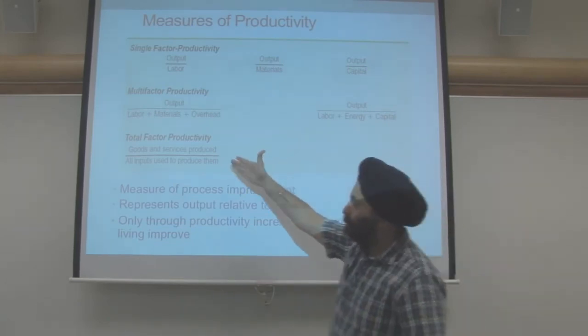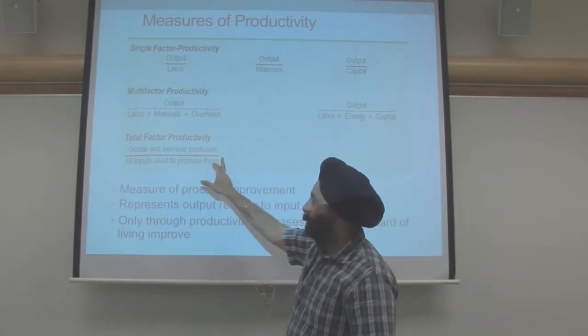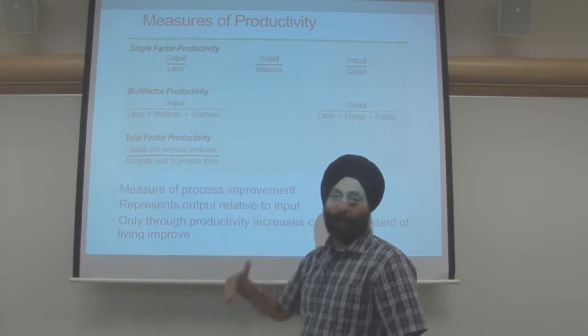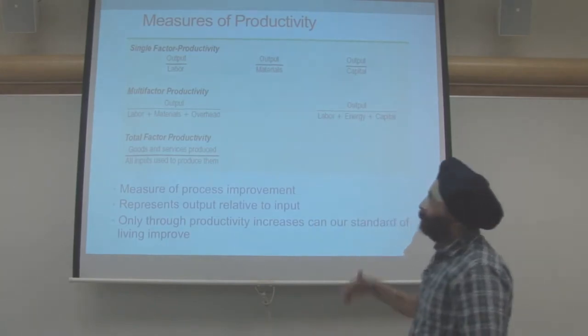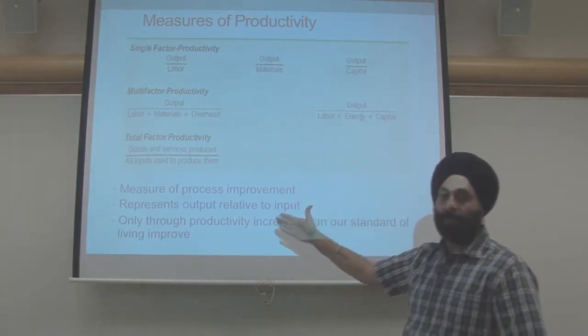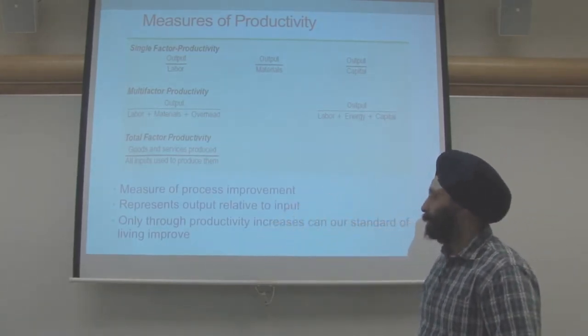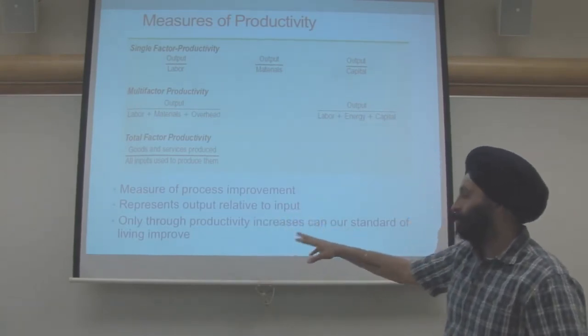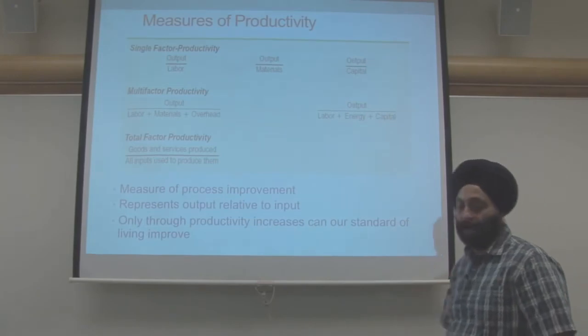So total factor productivity is all the goods and services produced, all the outputs, divided by all the inputs. In this case, productivity is a measure of process improvement. How well are we doing our job? It represents output relative to input, and only through productivity increases can the standard of living improve.